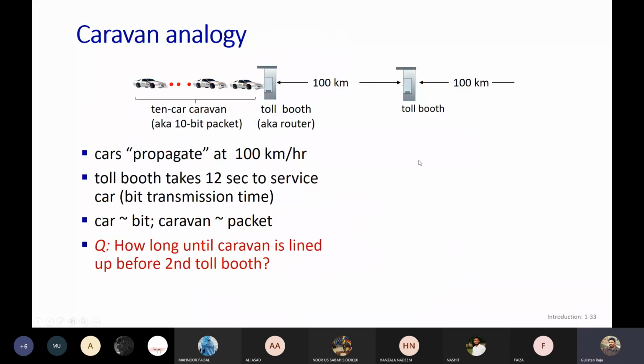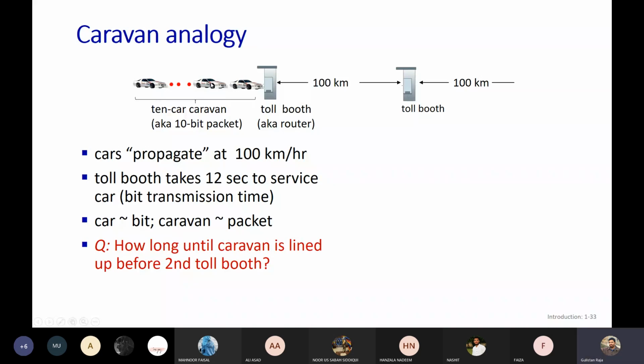Now, in order to strengthen the concept, we'll take an analogy. Let's say that we have 10 cars, and we have a highway or motorway. In our context, we call it a motorway. The motorway has toll booths. In Urdu we call it tool, in English we call it toll. So this is a toll booth, this is also a toll booth, and the distance between them is 100 kilometers. And we have a 10-car caravan.